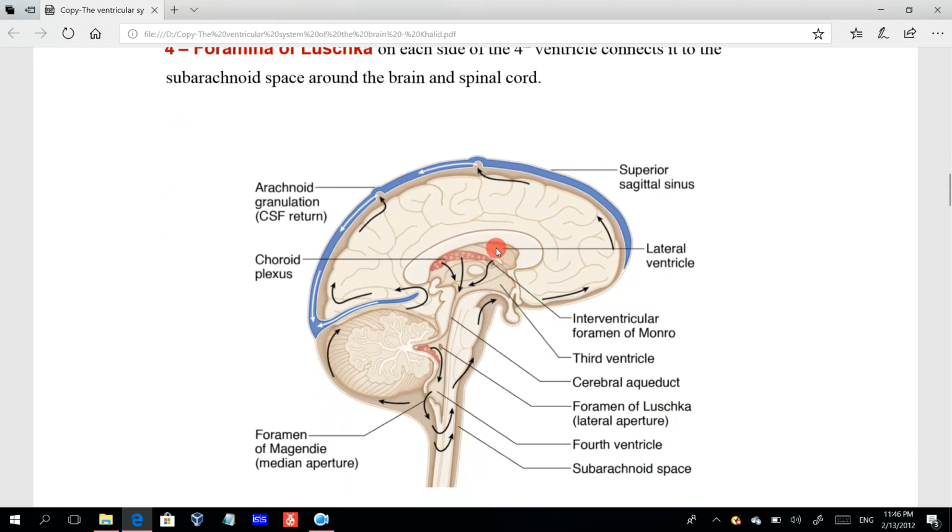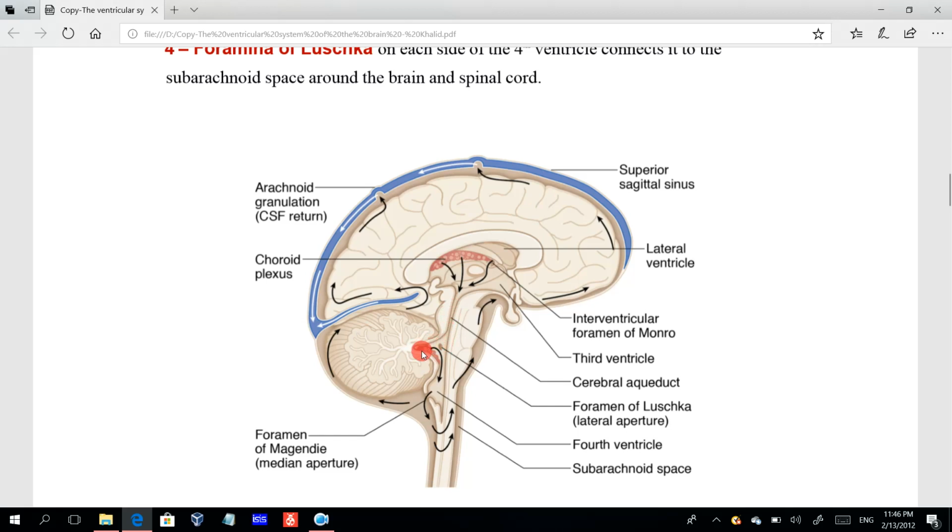Actually, this is the lateral ventricle and this is the third ventricle. Here we have an opening, called the interventricular foramen of Monro. This is the foramen of Monro that connects the lateral to the third ventricle. And between the third ventricle and the fourth ventricle, we have the cerebral aqueduct. The CSF will pass from the third to the fourth ventricle through this cerebral aqueduct.